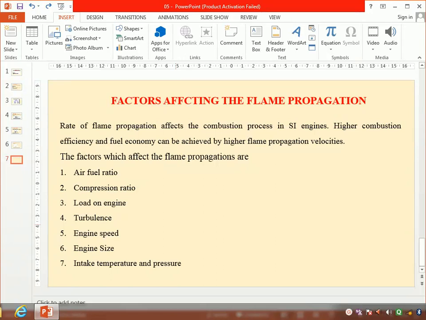Next, intake temperature and pressure. As the initial temperature and pressure increase, this results in a homogeneous air fuel mixture, and thereby it gives a higher flame speed or higher flame propagation. So these are the important factors which affect the combustion process along with the flame propagation and flame speed.